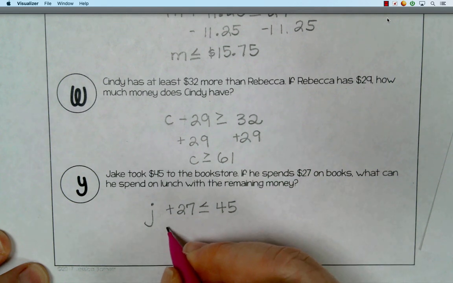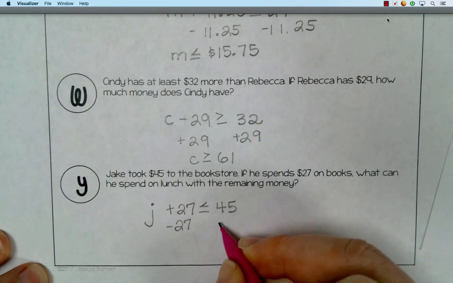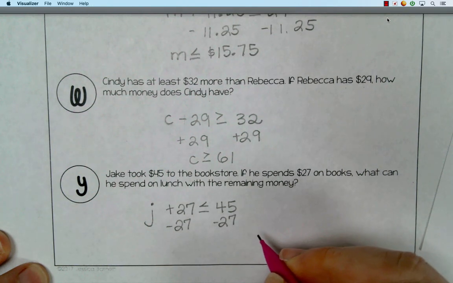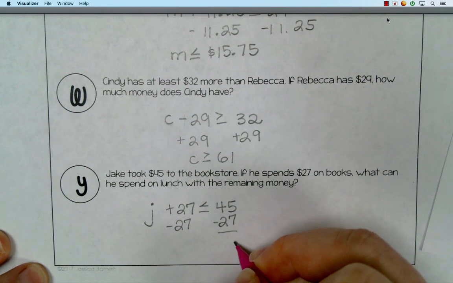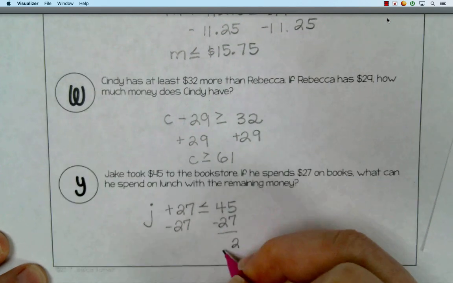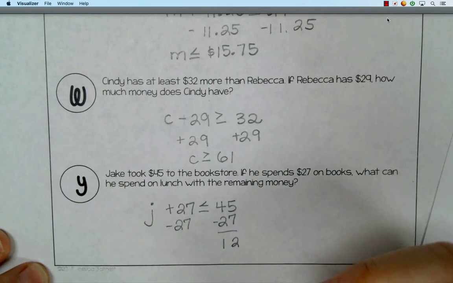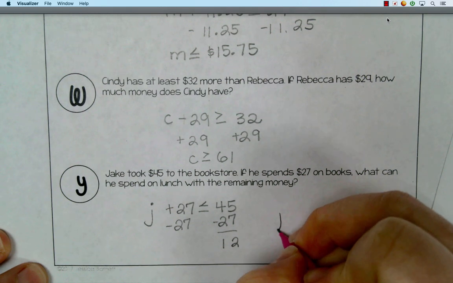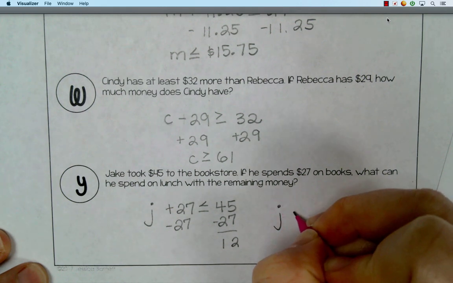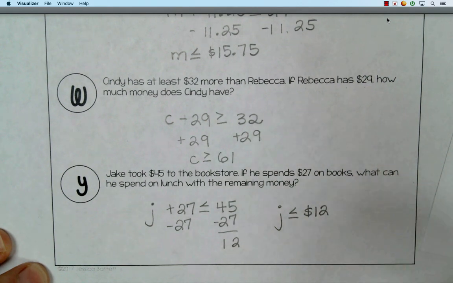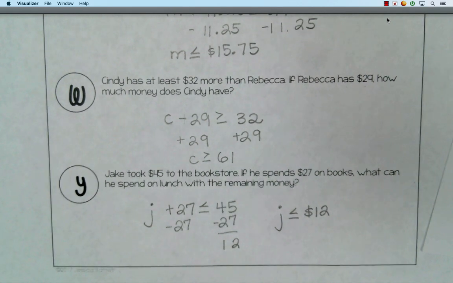So let's subtract that $27 he spent on books from both sides. And now he has, ooh, so much money. Hope he's not hungry. So now Jake, his lunch money is less than or equal to $12. Hope he's not that hungry. And that's it.